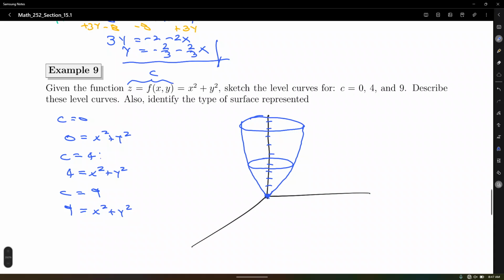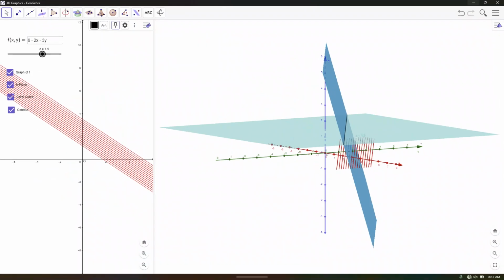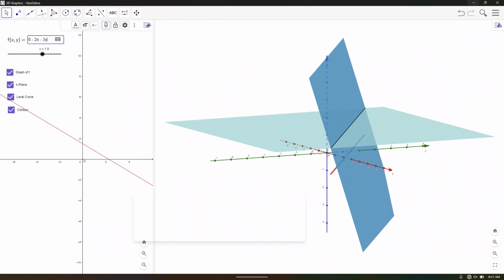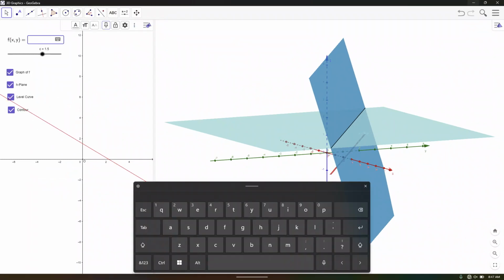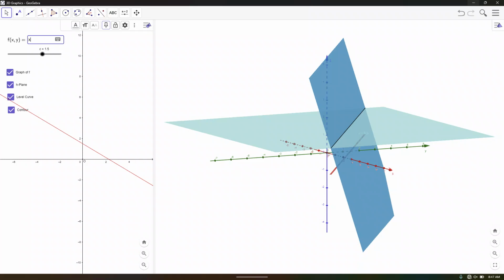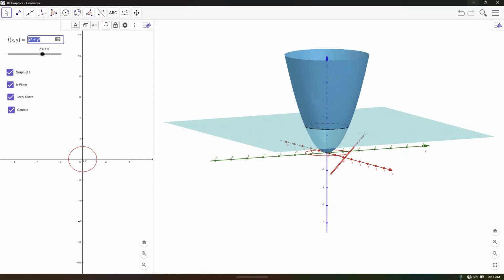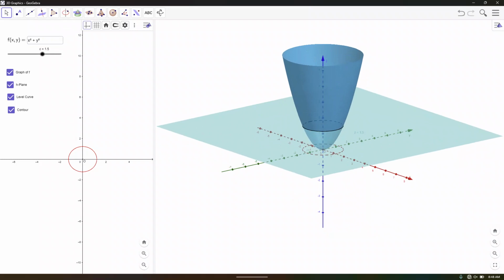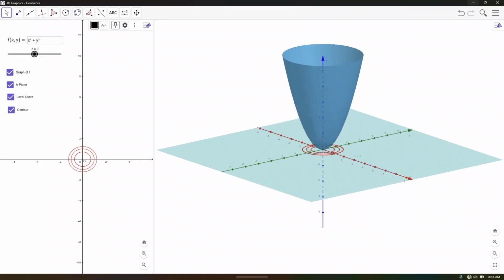Now let's generate these level curves using the GeoGebra app I just showed you. So I'm going to go to the applet, to GeoGebra. Let me zoom in, zoom out, change the equation. So that's going to be x squared plus y squared. All right. So now we have our paraboloid, and let me start at c equals 0.